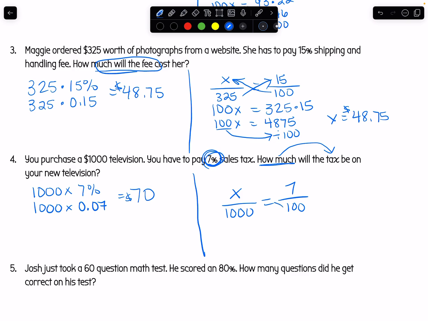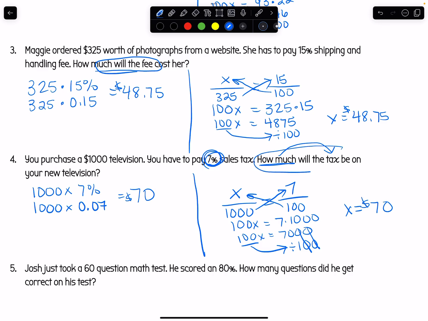If I were to cross multiply, 100 times x goes on that side. 7 times 1,000 goes on that side. 100x equals 7,000. Divide by 100. Get rid of the zeros. So x equals $70 again. Am I done? Yes, because it is only asking about the tax.